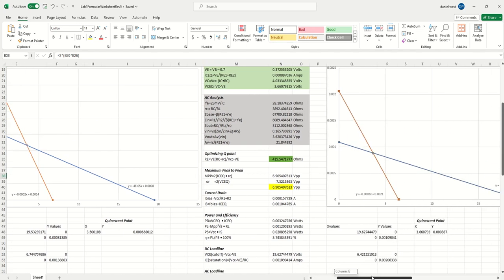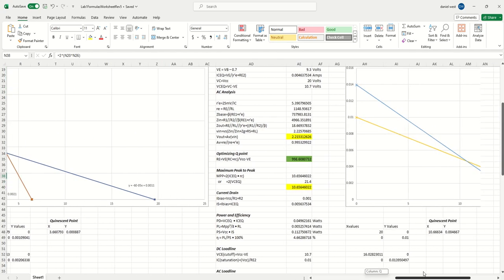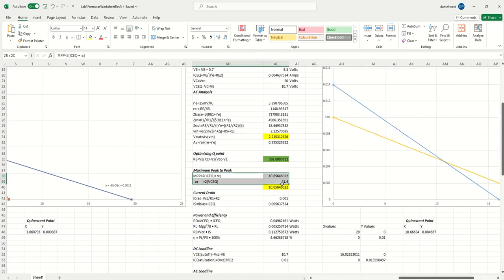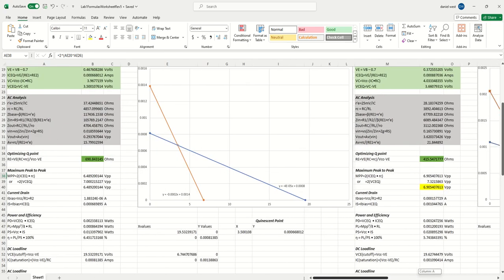So then I go and look at the max peak to peak value of the second stage. And so the max peak to peak value of the second stage is the lesser of the two, so 6.9 volts peak to peak. And I go to the last stage. I'm looking at the max peak to peak values at the last stage, and I'm getting 10.65 volts peak to peak out of the lesser of the two. So looking at all of the max peak to peak values, the lowest one is this 6.48 volts peak to peak. So that will be my max peak to peak of the entire circuit.